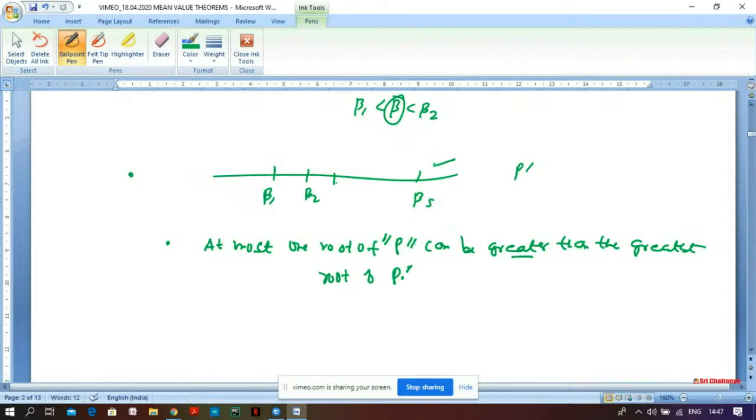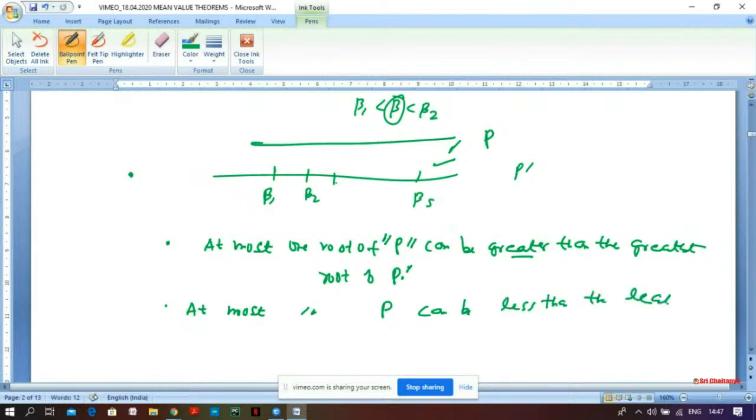So at most one root can lie here for P. Similarly, at most one root of P can be less than the least root of P prime. Means in this interval also, P can have at most one root. And in between also, everywhere at most one, at most one, at most one. This is the number of roots of P between the roots of P prime.